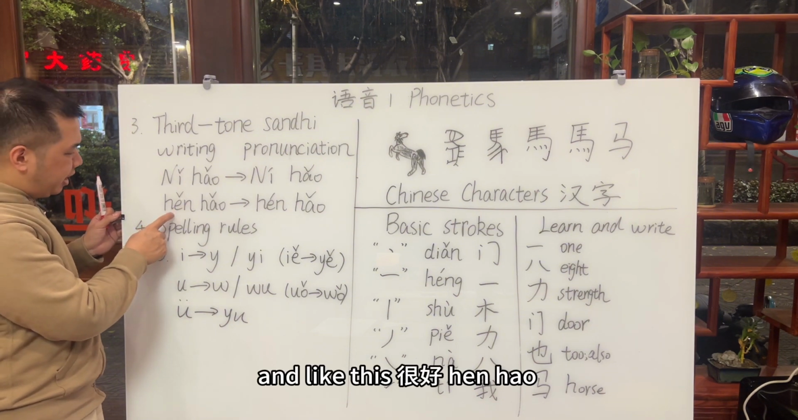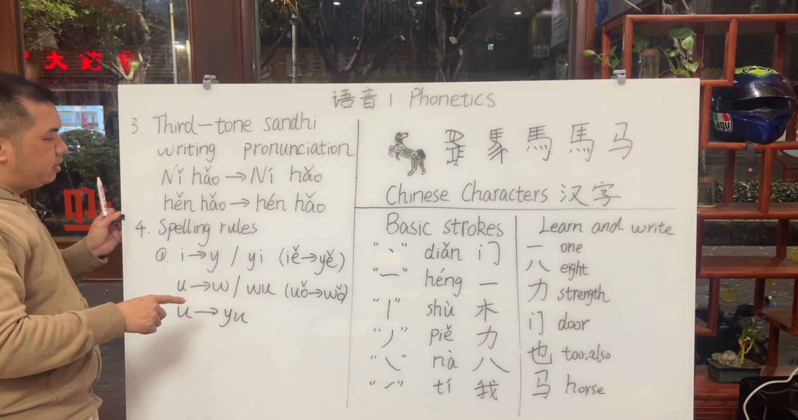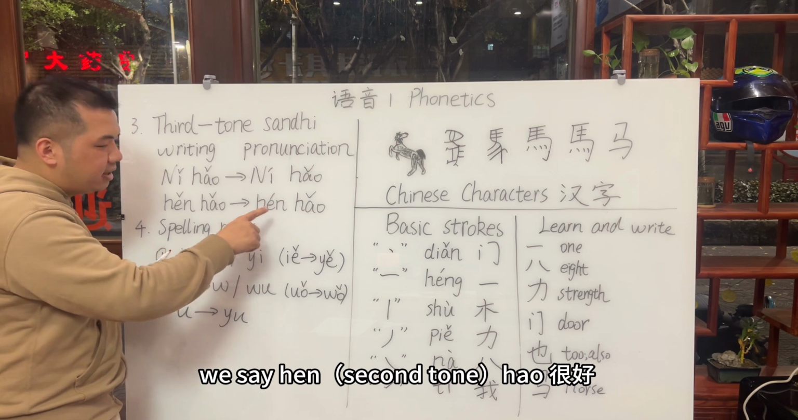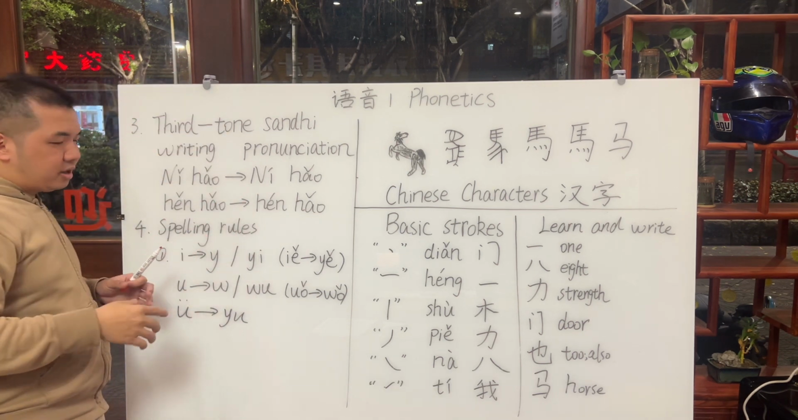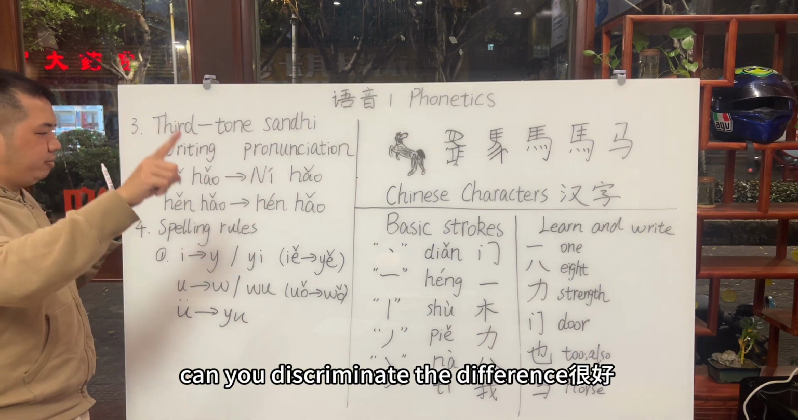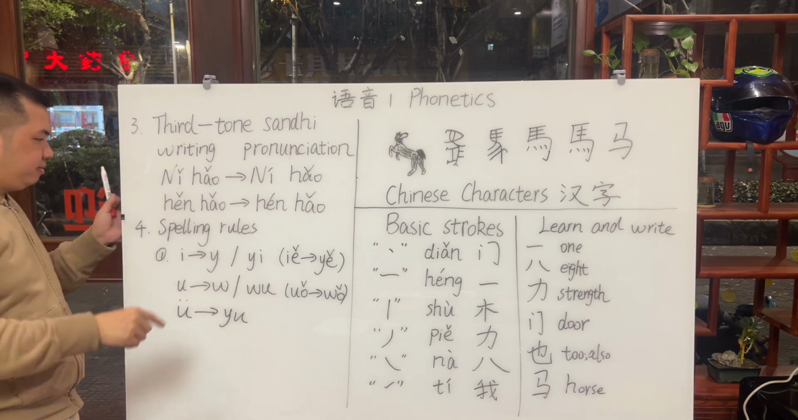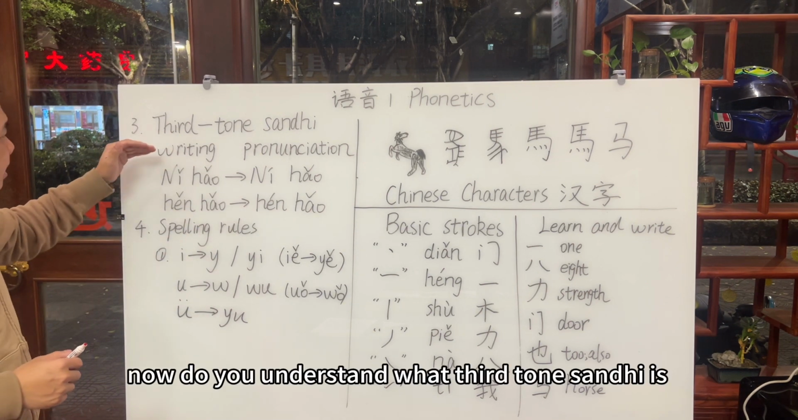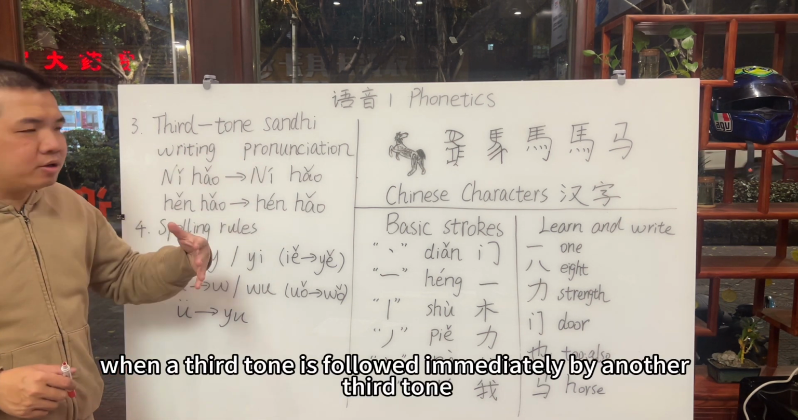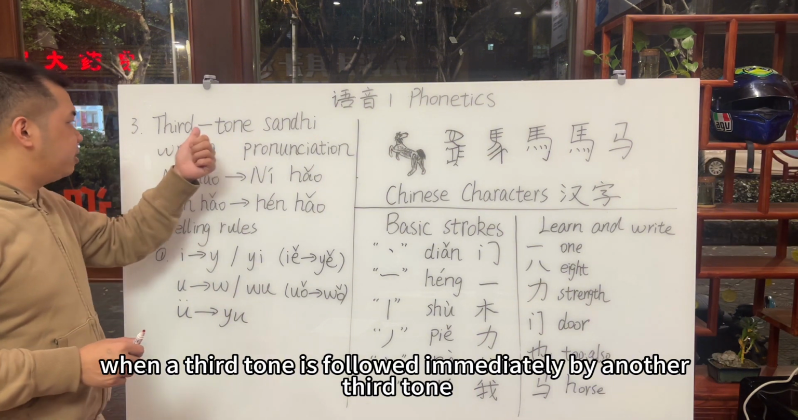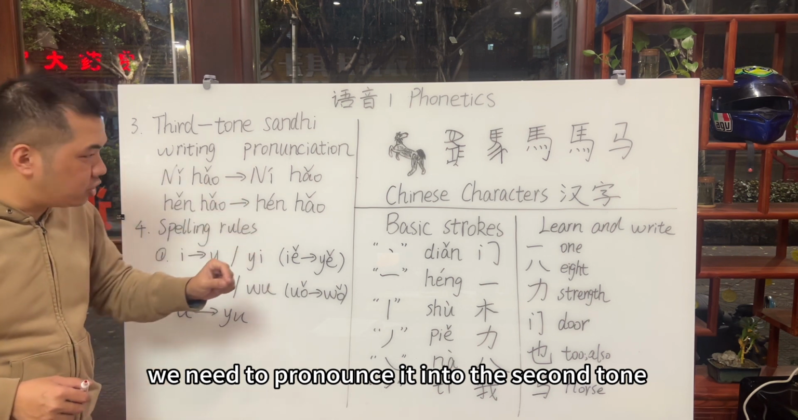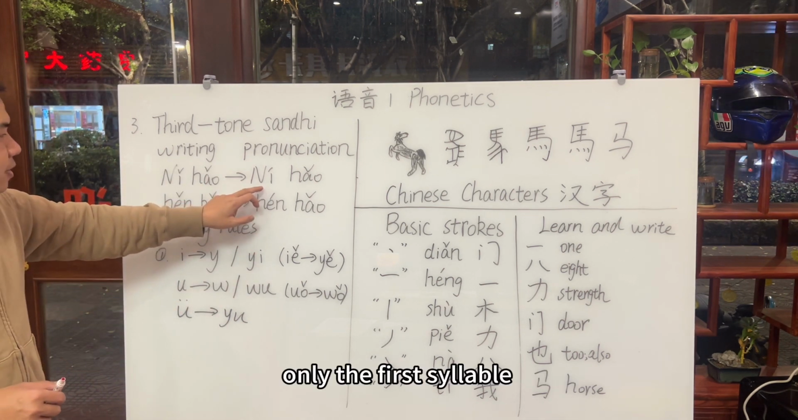And like this, 很好. When we speak them together, we don't say 很好. We say 很好. Can you discriminate the difference? Now, do you understand what third tone sandhi is? When a third tone is followed immediately by another third tone, we need to pronounce it into the second tone. Only the first syllable.